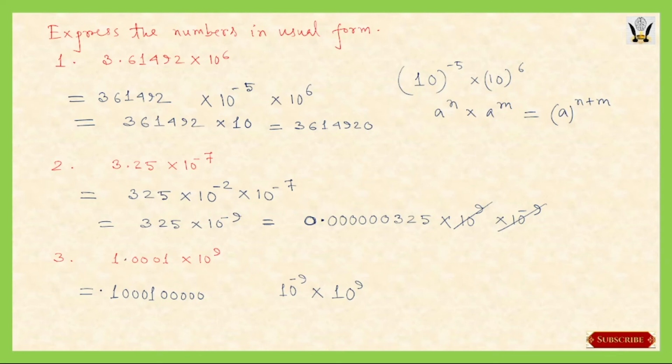So this is the usual form. Then with that we will multiply this factor, and since we already had this factor, they will cancel each other and only this value will remain, and that is the usual form of this value. So it will be 1 0 0 1 and then 5 zeros. So this is the final answer, this is the final usual form.